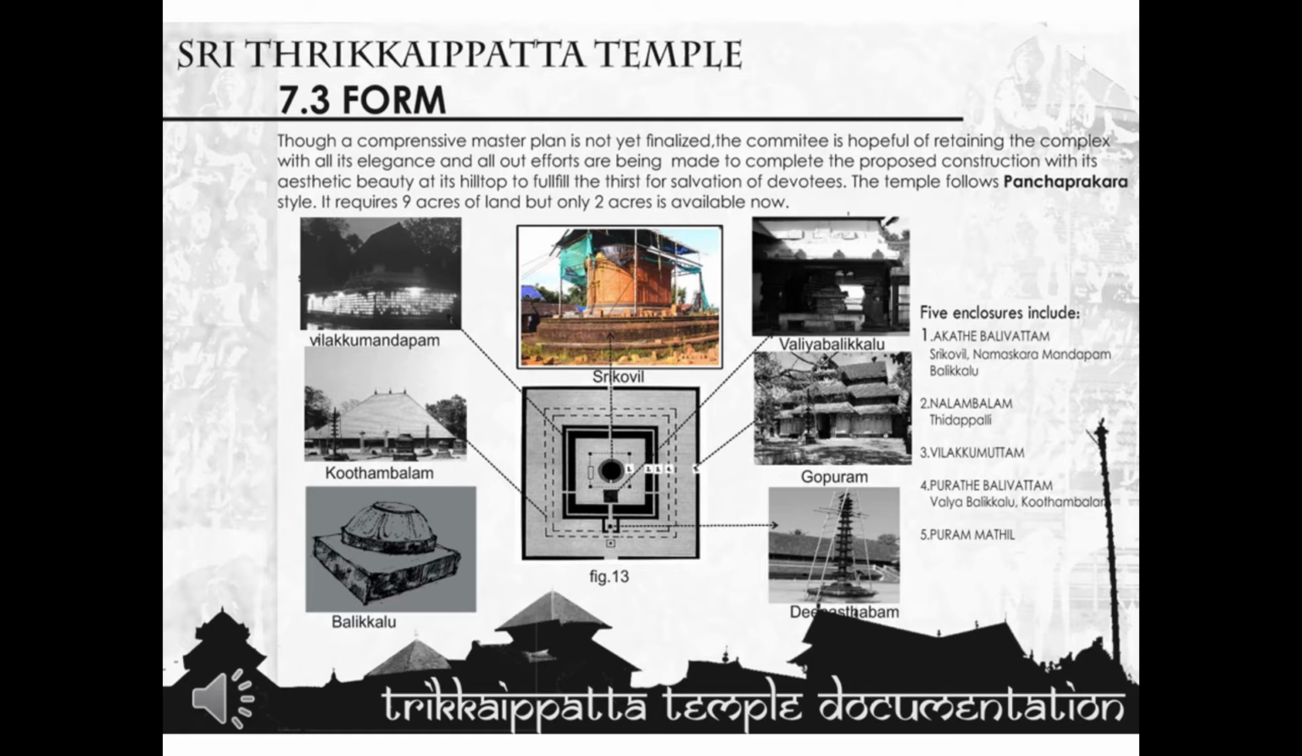Temple follows Panchaprakara style. It requires 9 acres of land, but only 2 acres is available now. The 5 enclosures included in the temple layout are first Agate Balivattam, which includes Srikovil, Namaskara Mandapa, Belikallu, and second Nalambalam, and third Vilakkumuttam, and fourth Purathe Balivattam, including Valya Belikallu and Kootambalam, and fifth one the Puramadu.